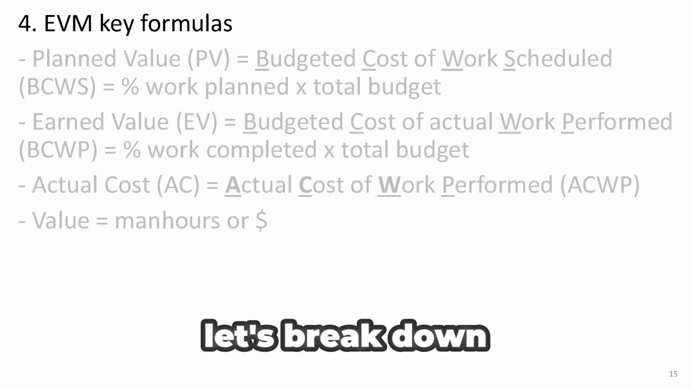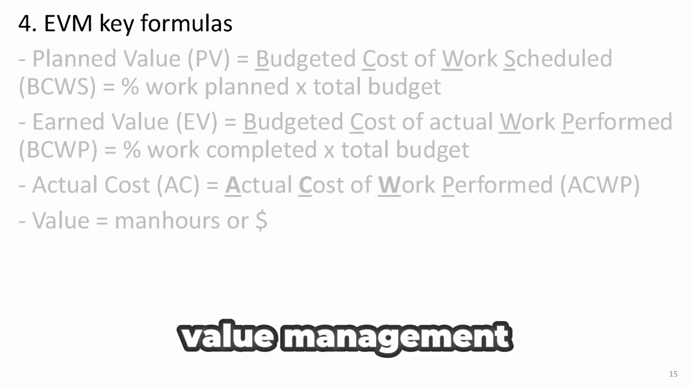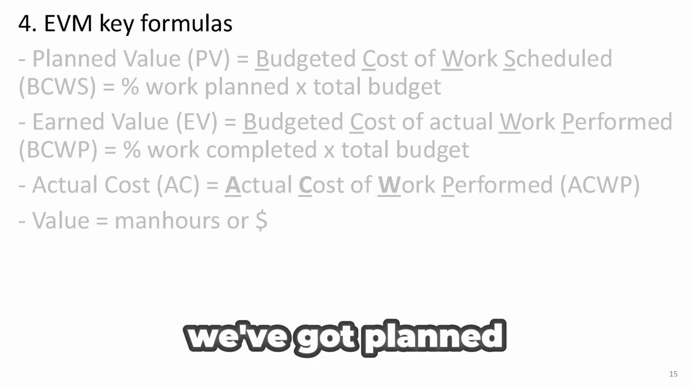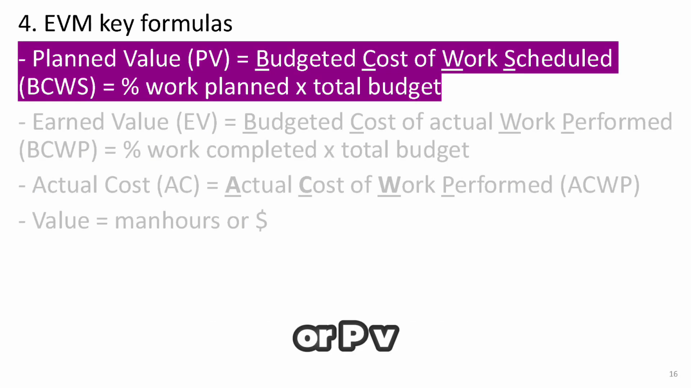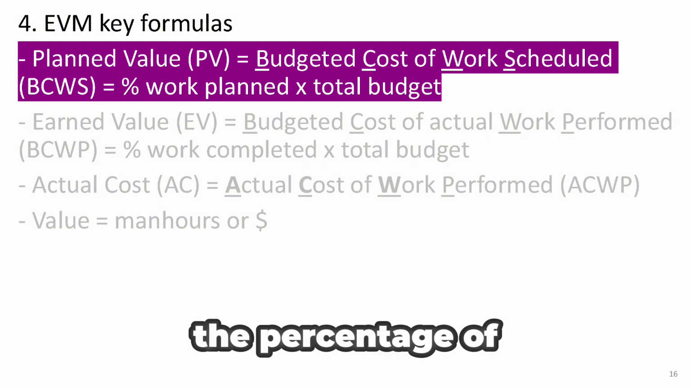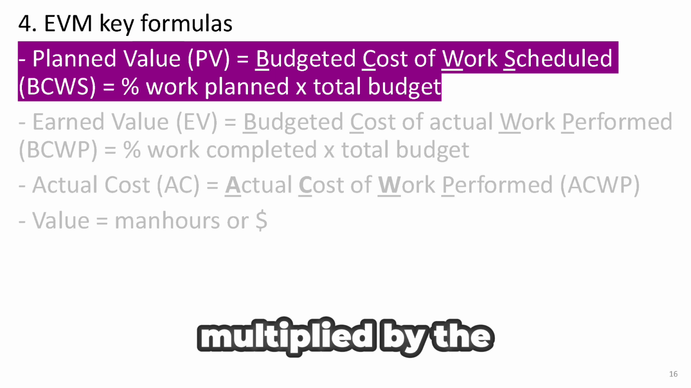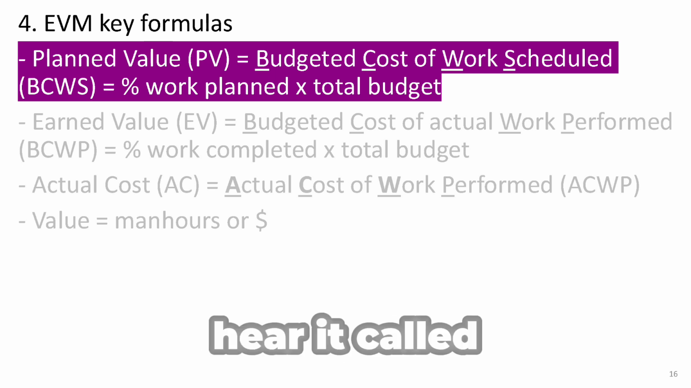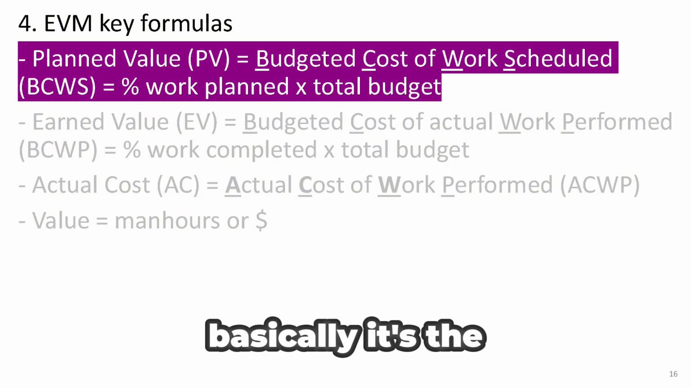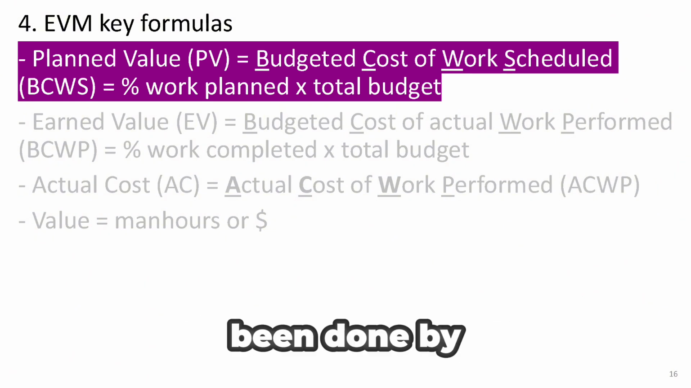All right, let's break down the key formulas used in earned value management, or EVM, in a way that's easy to digest. So first up, we've got planned value, or PV. This tells us how much work we plan to get done by a certain point in the project, based on the schedule. Planned value is the percentage of work we plan to complete, multiplied by the total budget. You might also hear it called BCWS, budgeted cost of work scheduled. Basically, it's the budgeted value of what should have been done by now.